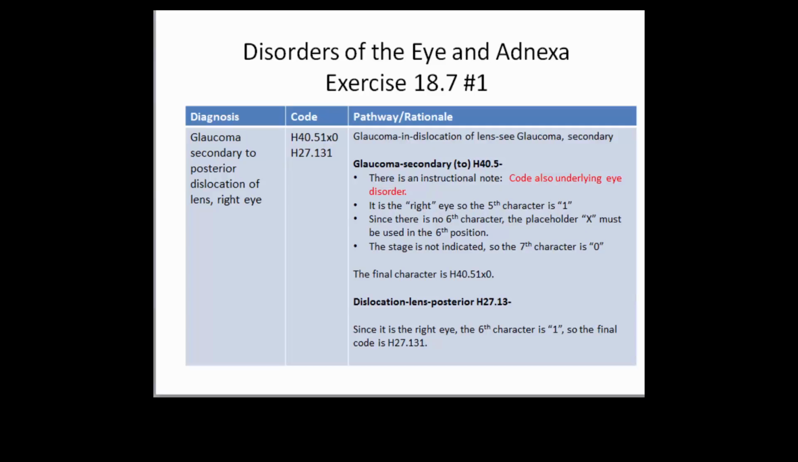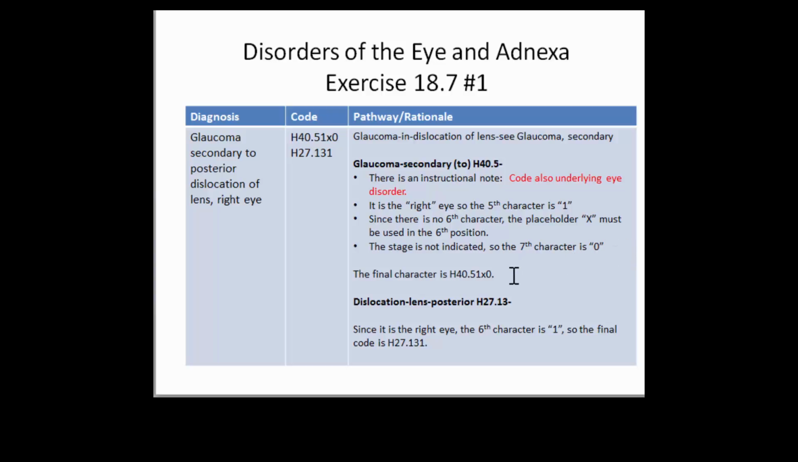Okay, let's look at one of these. Glaucoma secondary to posterior dislocation of the lens, right eye. If we looked up glaucoma in dislocation of the lens, we get glaucoma secondary. That's where it tells us to go to. And when we do, we get to H40.5. When we look up H40.5 in the tabular, there's an instructional note to code also the underlying eye disorder. It's the right eye, so the 5th character is 1. Since there is no 6th character, the placeholder X must be used in the 6th position. The stage is not indicated in this documentation, so the 7th character is 0.